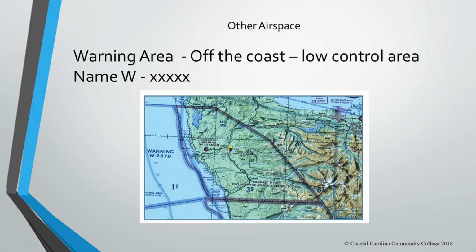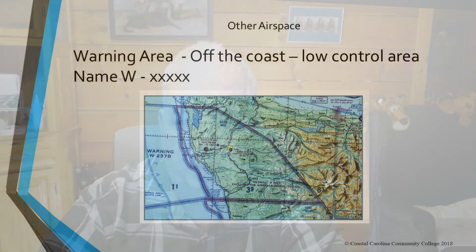So here's an example of a warning area, and it's off the coast. Why is it a warning area? Because there is no radar coverage of that area, and therefore there is no air traffic control monitoring or controlling that area. So you're on your own due to lack of radar coverage.